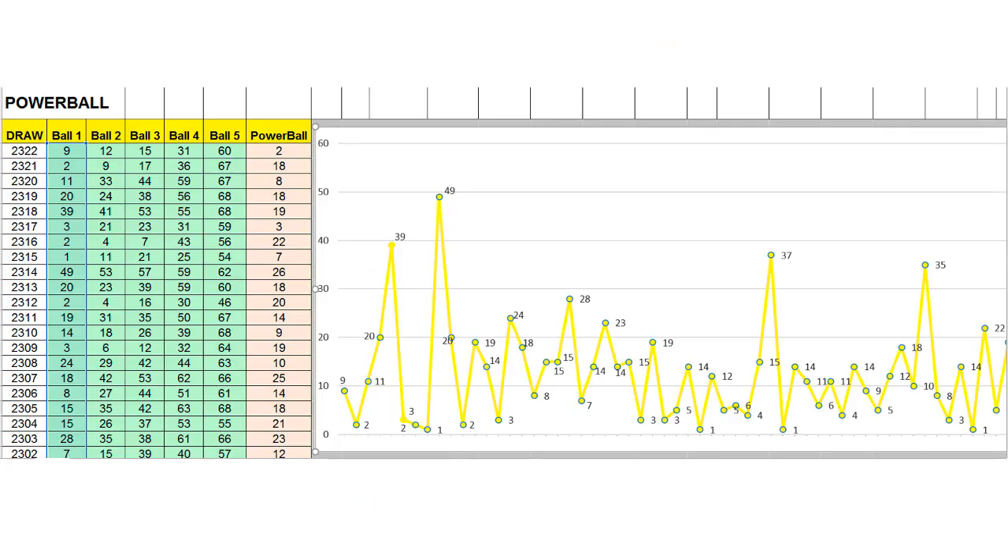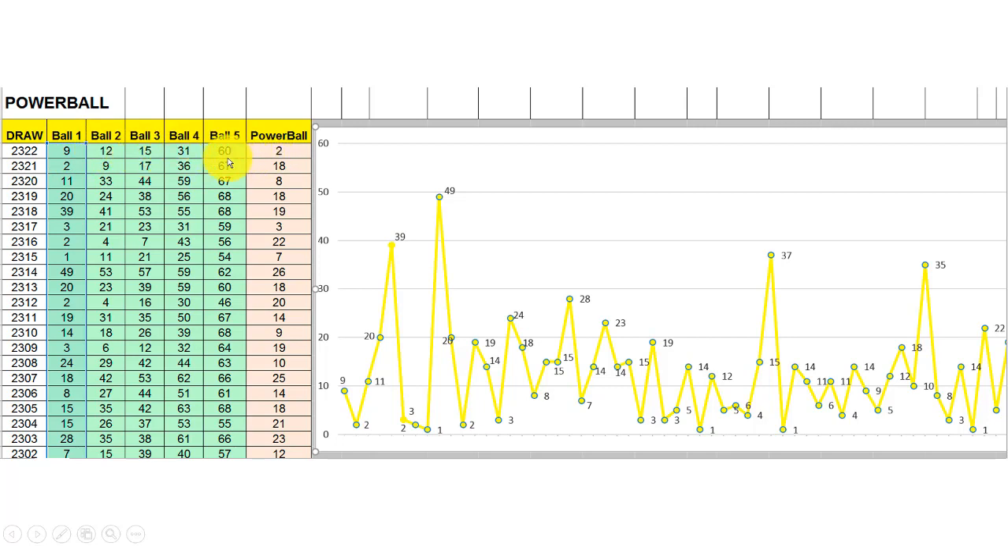Now, let's look at a real-life example of a Powerball lottery. Take the history of draws from the official site of the Powerball lottery. On the left, we have the numbers of circulations. And next, we see the values of all the balls that fell in this draw. Ball number 1, 2, 3, 4, 5, and 6.